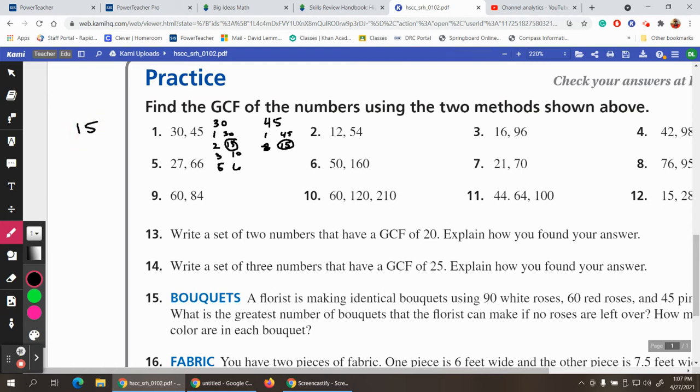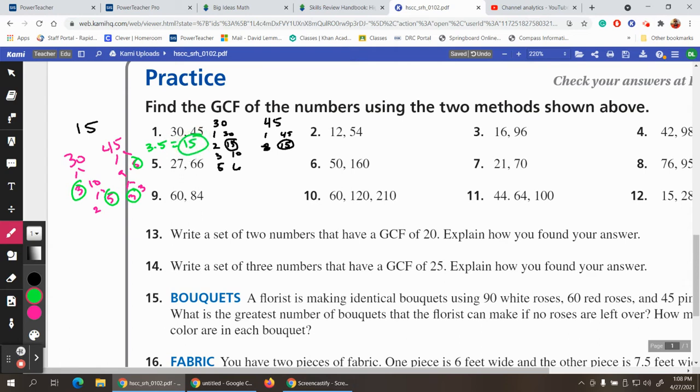The other way of doing it is to do the factor tree for 30 and 45. 30 is 3 and 10, and 10 is 2 and 5. 45 is 9 and 5, and 9 is 3 and 3. The common factors are a 3 and a 3, a 5 and a 5. 3 times 5 is 15.